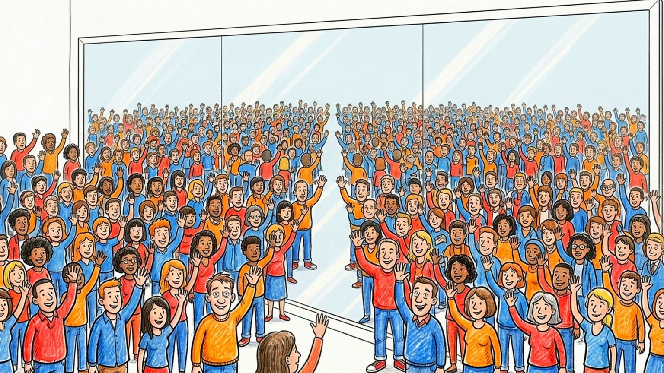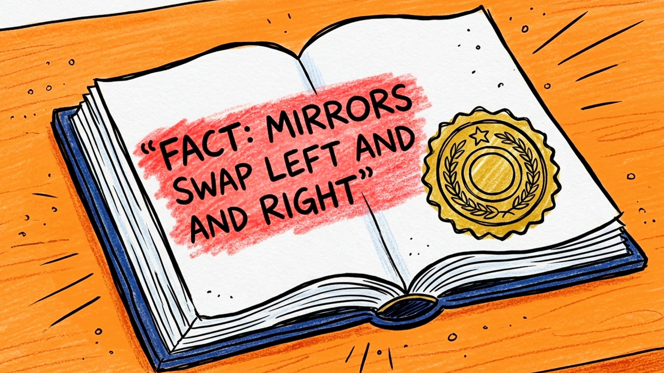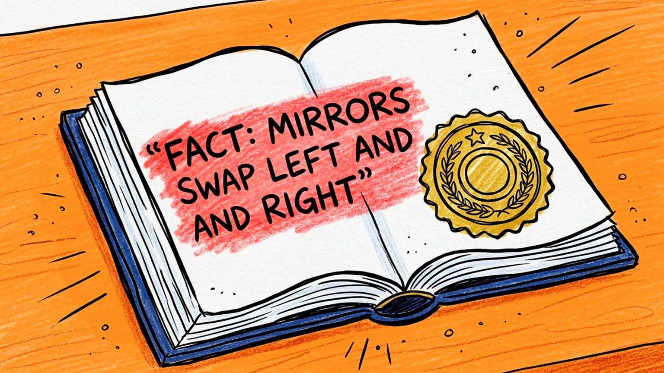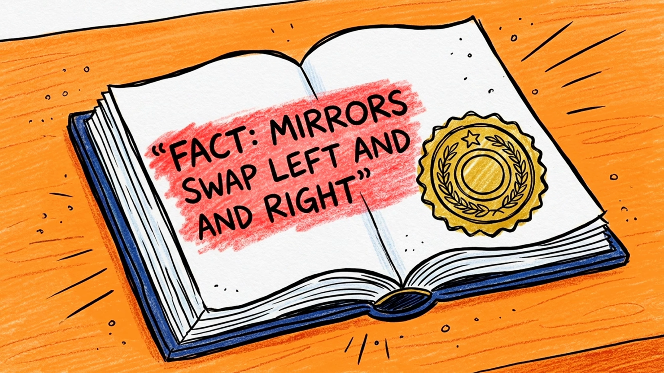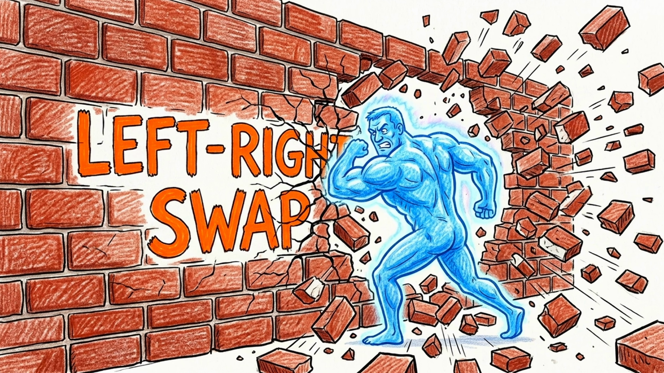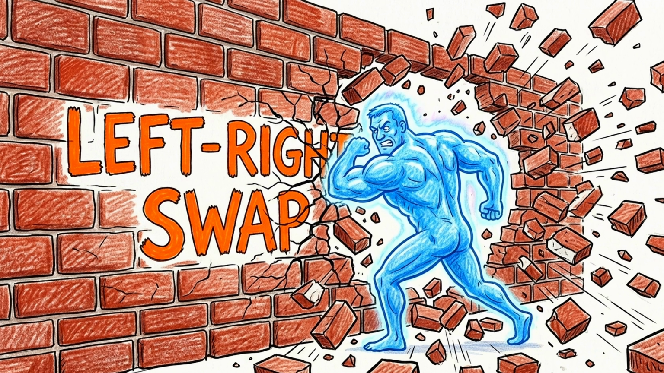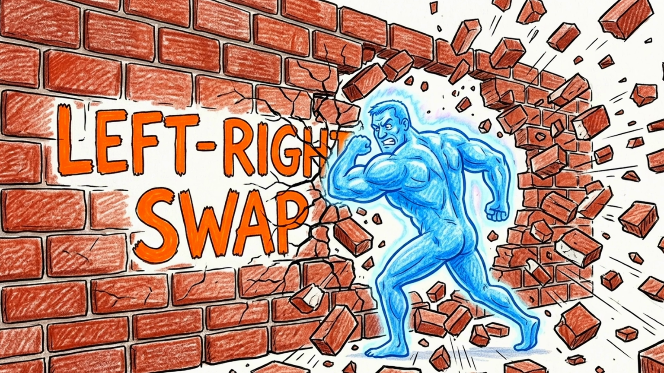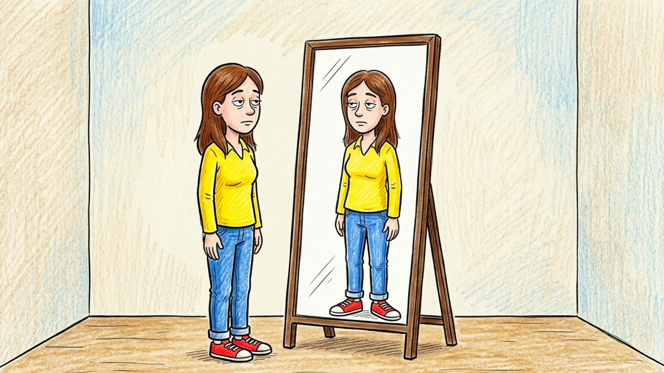Everyone agrees on what happens. The mirror swaps left and right automatically, obviously no different from an observable fact about the glass itself. Here's the test that breaks that explanation completely using nothing but your own body. Stand in front of a mirror right now, or picture doing it.